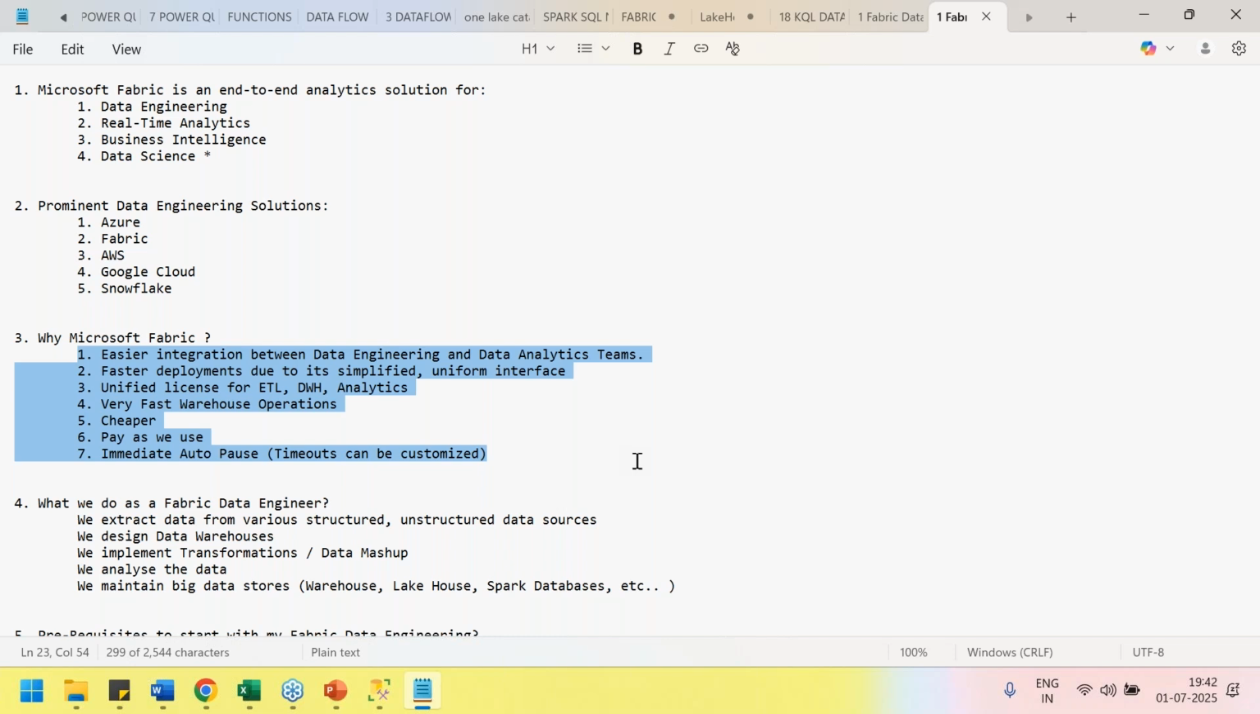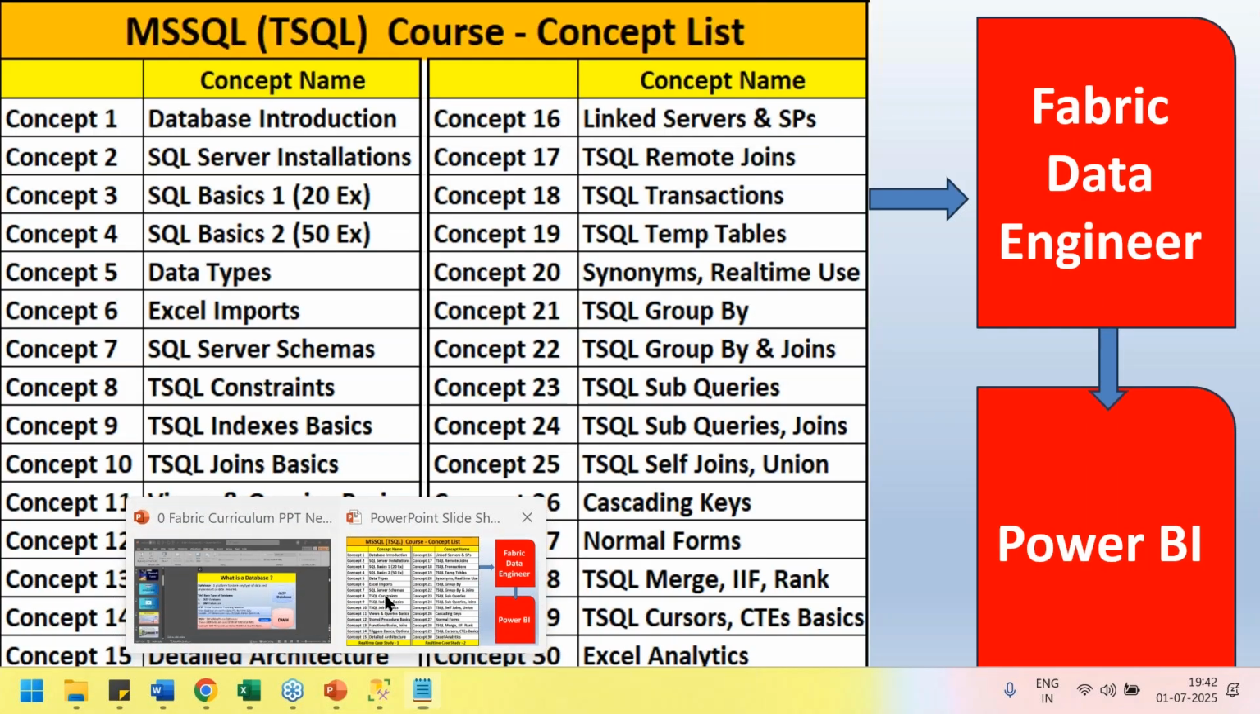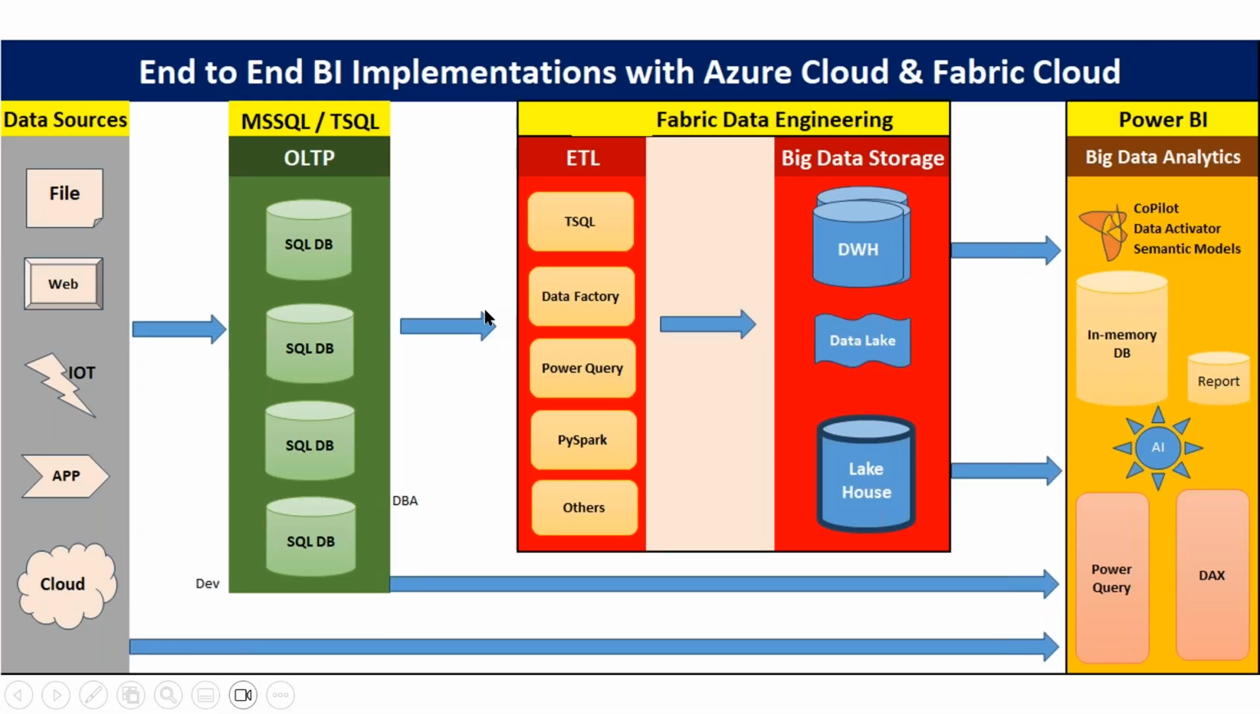If you go to an Azure shop, it's like a la carte. Fabric is like a buffet. There we have to pay for every menu item individually. Each ETL we have to pay separately. I'll show you once again to make it clear. In Azure we have T-SQL, Data Factory, Power Query, PySpark. We have to pay for each component separately in Azure, whereas here it's like a buffet.